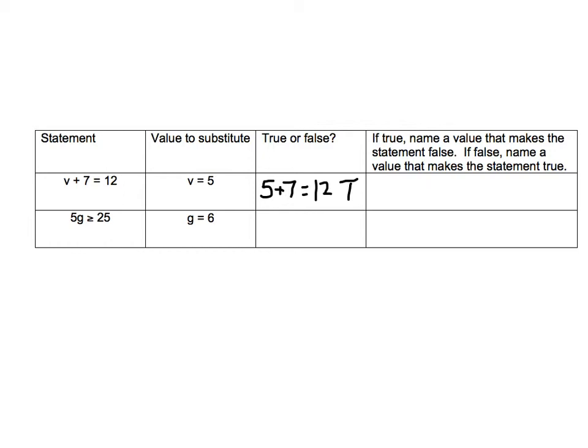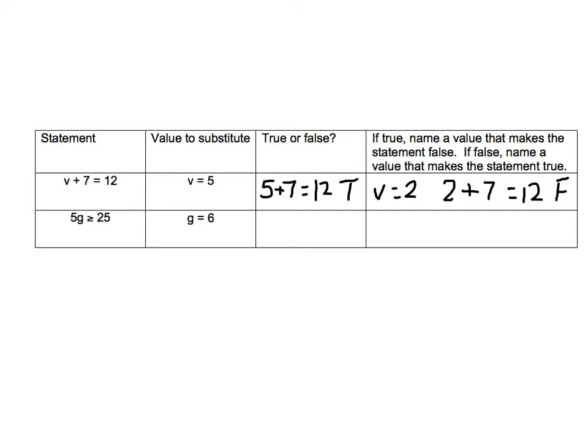Let's try something that would make that false. So, let's try v equals 2. Now, if I take that 2 and plug it in here, what I get is 2 plus 7 equals 12. That's not true. That's false. And that's what I was trying to do over here. Whatever I got in this column, true or false, I'm trying to make it the opposite over here. So since I got true here, I want false here. Let's do that again.